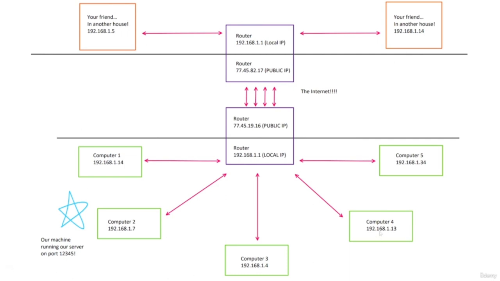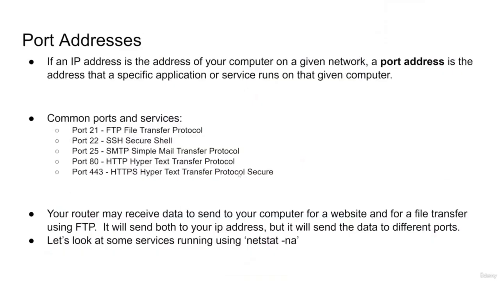And we're going to get more into this later on in the course. There's a lot more to this. There's certain things that we might have to do, like set up static IP addresses or enable what is known as port forwarding. You might be looking here, and I've got a little star here that says our machine running our server on port 12345. So we're going to have to talk a little bit about what exactly these port numbers or port addresses are. And so let's head to that right now. So if you think of an IP address as the address of your computer on a given network, a port address is the address that a specific application or service runs on that given computer.